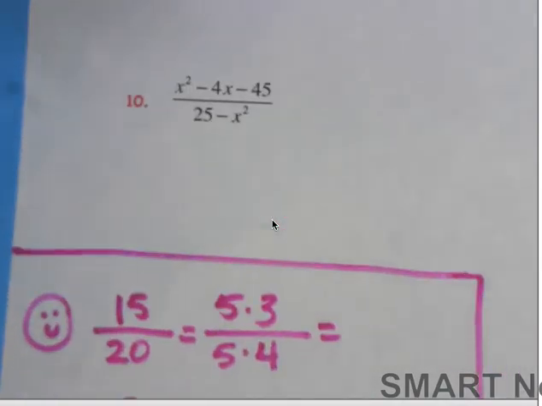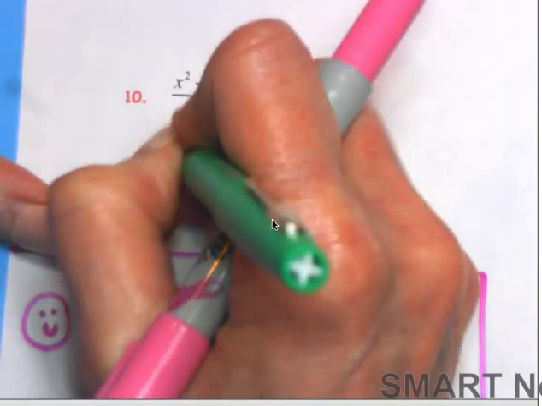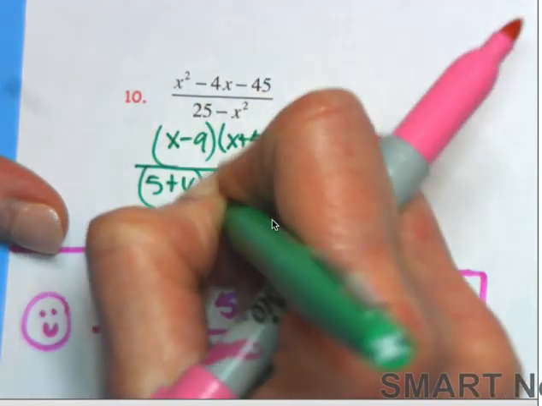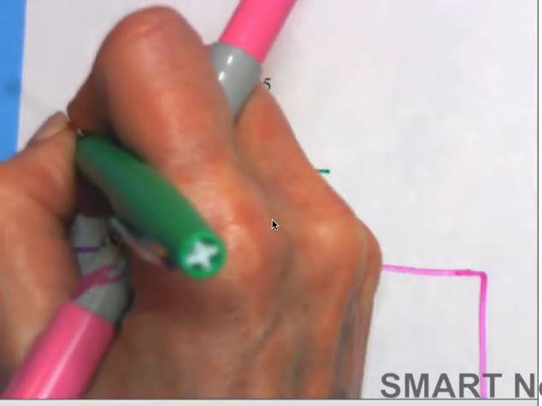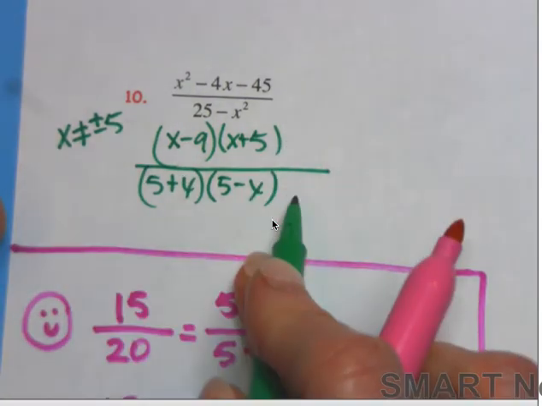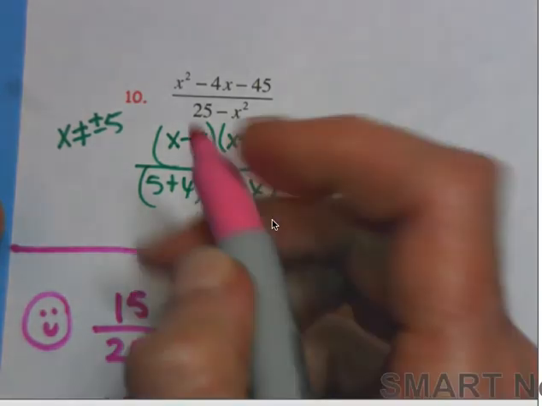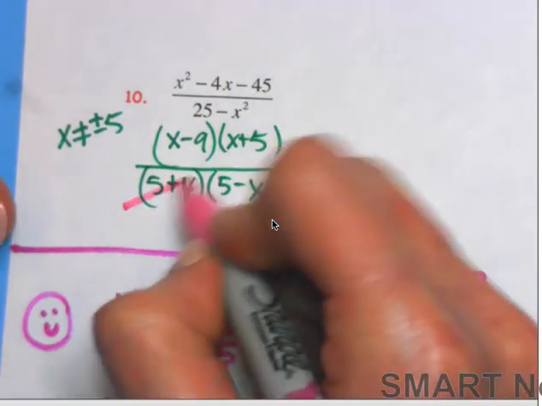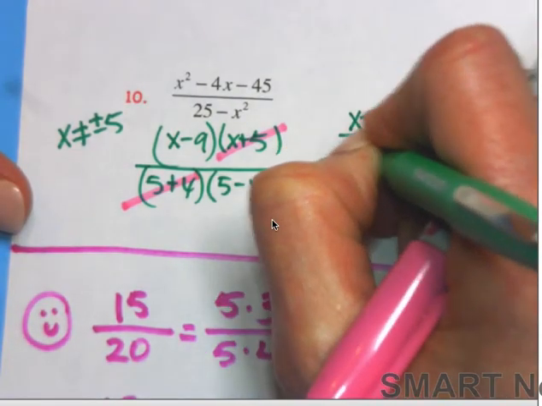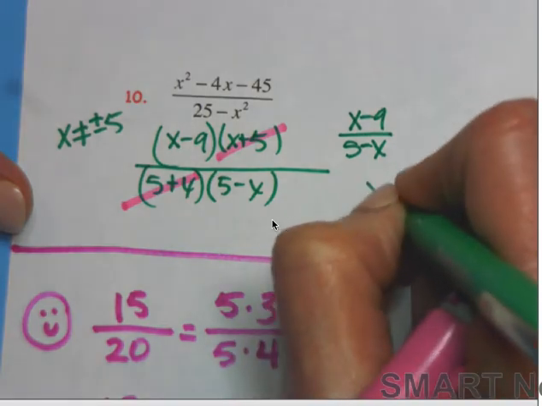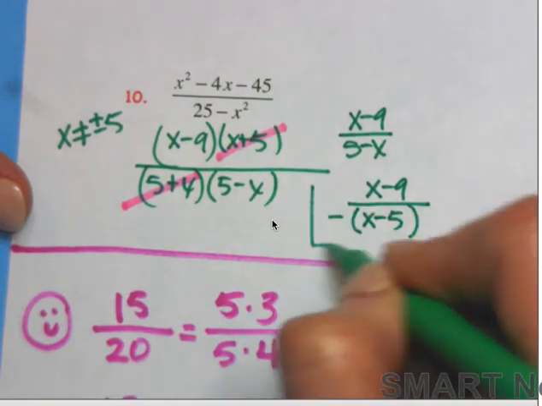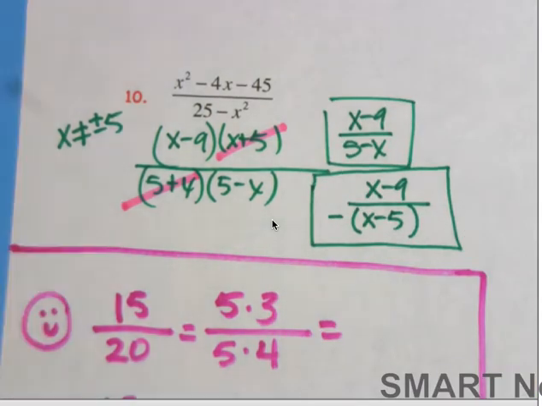And let's look at number 10. So here I'm going to have x minus 9 times x plus 5. And my denominator is going to be 5 plus x times 5 minus x. So my excluded values are positive and negative 5, going along with my denominator only. So I have factored, I've listed my excluded values, and it's now time to simplify. So I've got 5 plus x and x plus 5. They're actually exactly the same because addition commutes. So my simplified answer here would be x minus 9 over 5 minus x. Or you could possibly see this written as x minus 9 over negative x minus 5. Both are the same, and it's important to be able to recognize both.